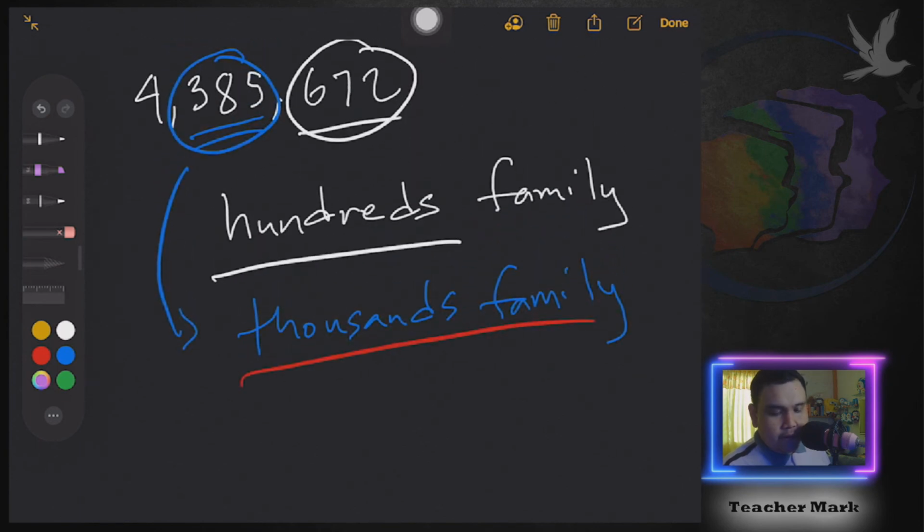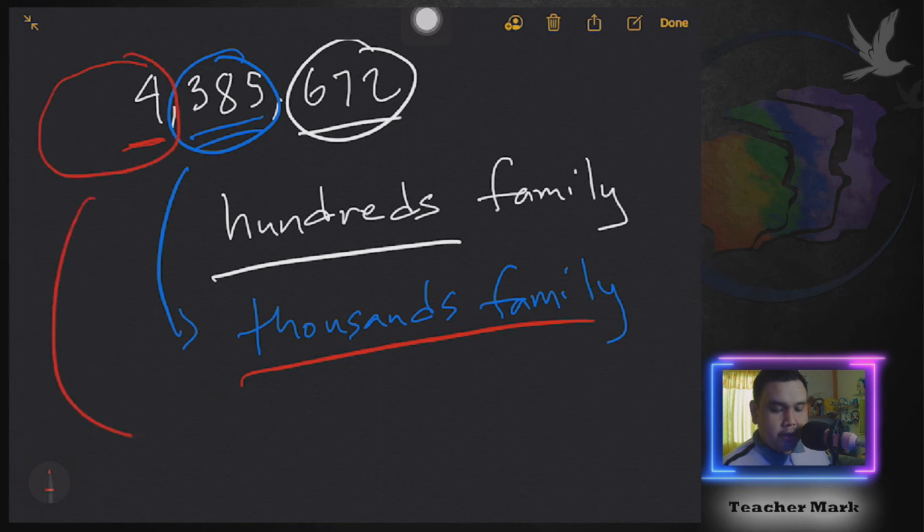So going back to the given example earlier, we have the next place value, which in this case is this 4 over here. And the set of numbers found here is read as, or belongs to, the millions family.